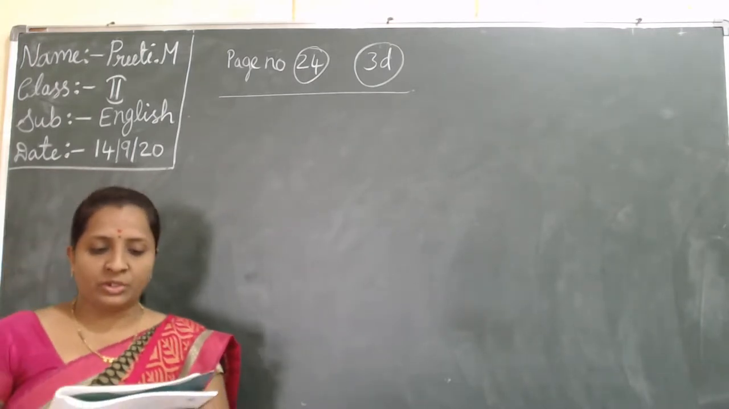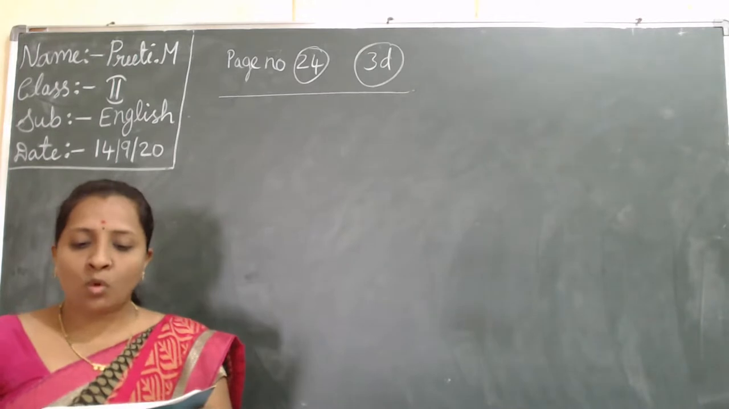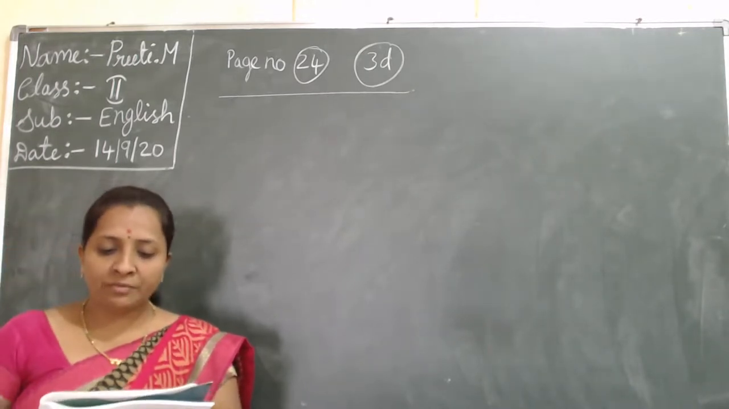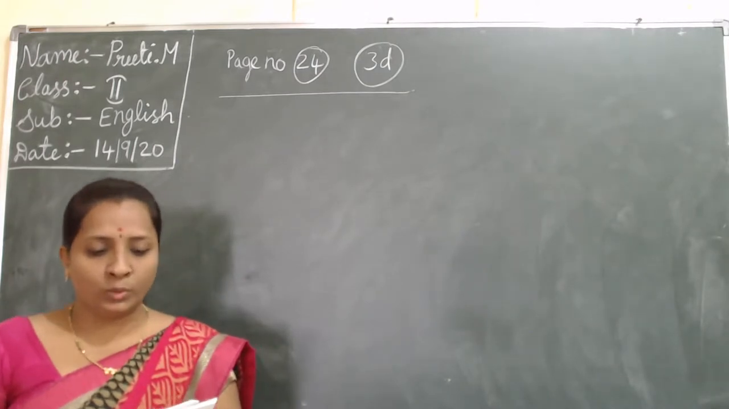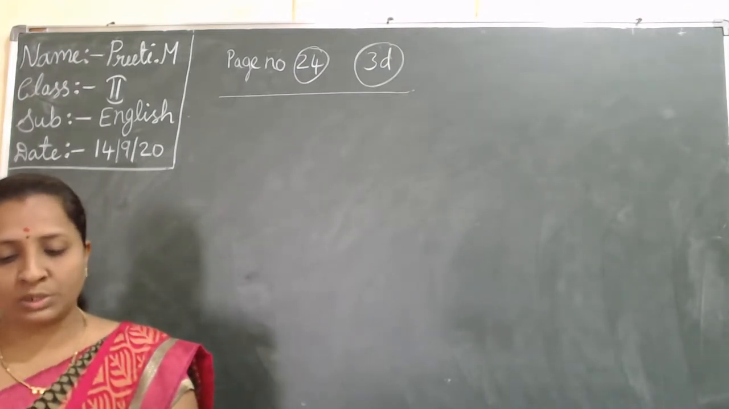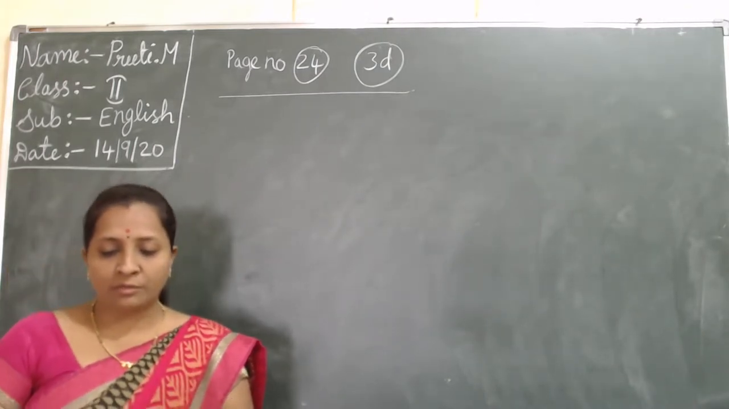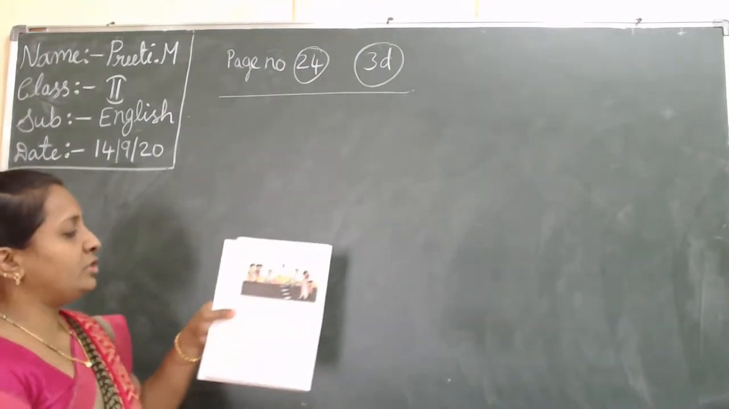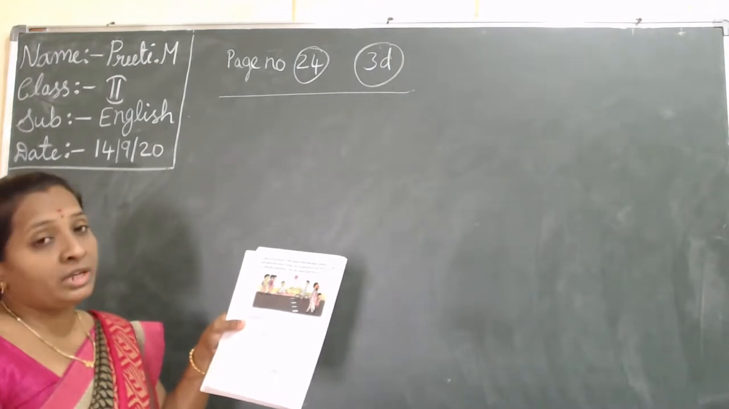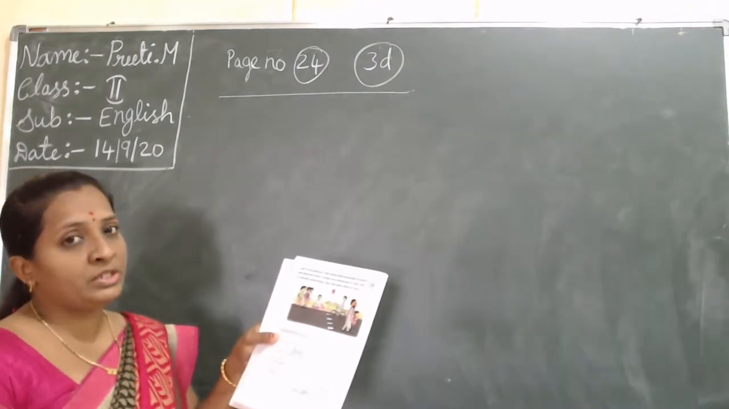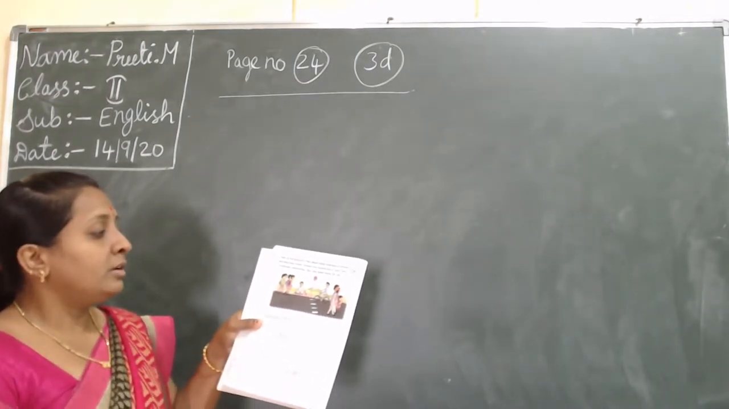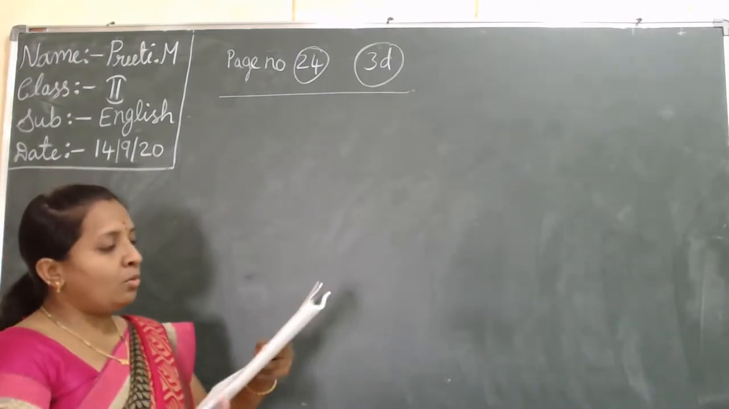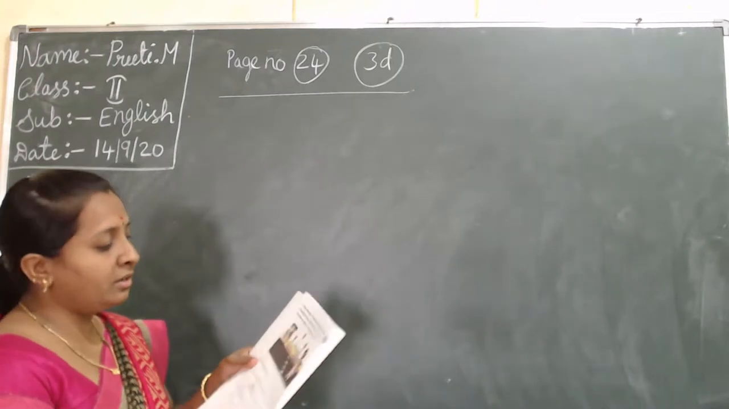Look at the picture, talk about what belongs to whom and describe them. Frame 5 sentences of your own to indicate ownership. What has been done for you, children? See, here there is a picture, children. See this picture carefully. Who are there in the picture and what are there in the picture? What are there in the picture, children?